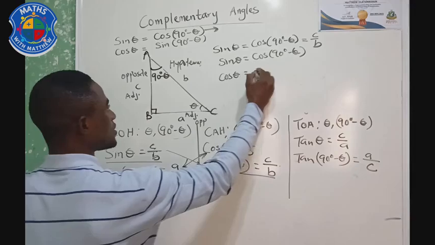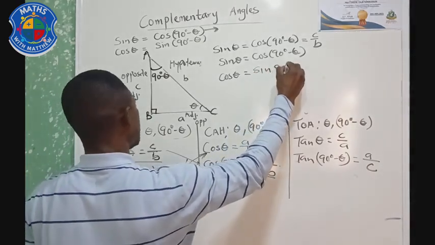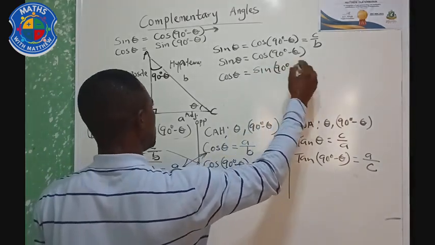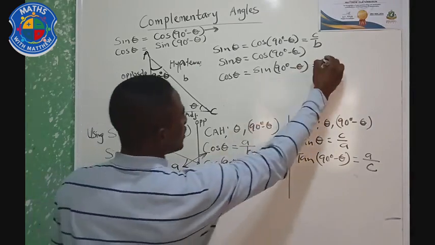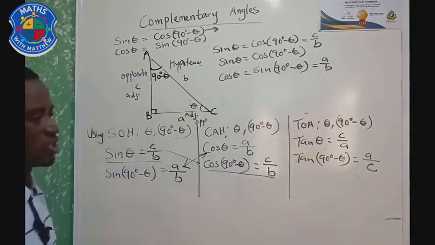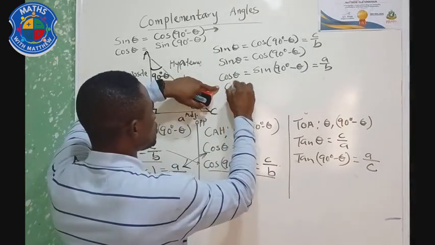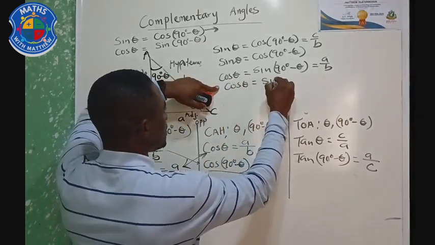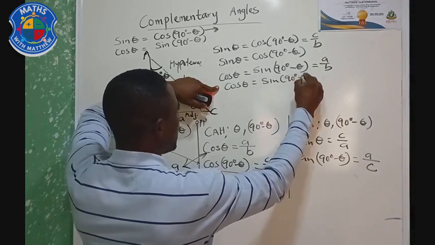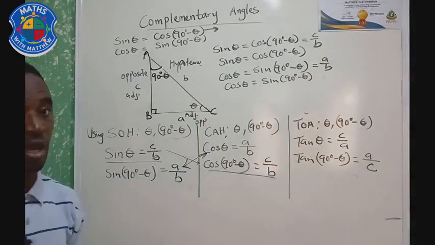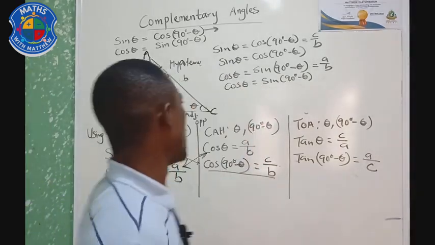By comparison too, if you look at this, we can say our cos theta is the same thing as what? Sin 90 degrees minus theta, which is giving us A over B. Because both are giving us A over B, we can conclude that cos theta is the same thing as sin 90 degrees minus theta. That is what we talk about when we talk about complementary angles.